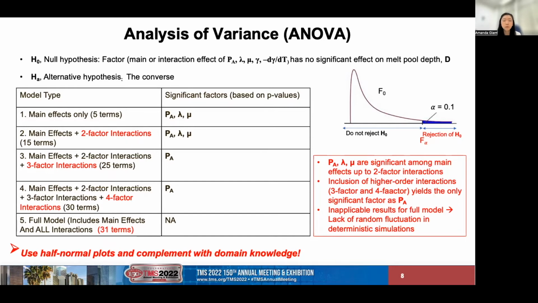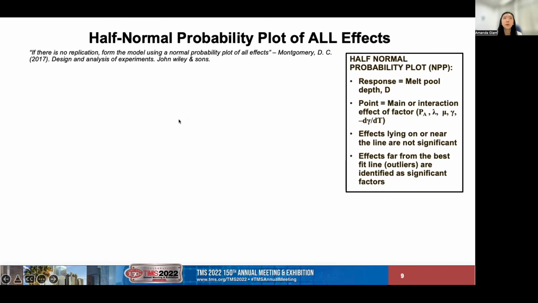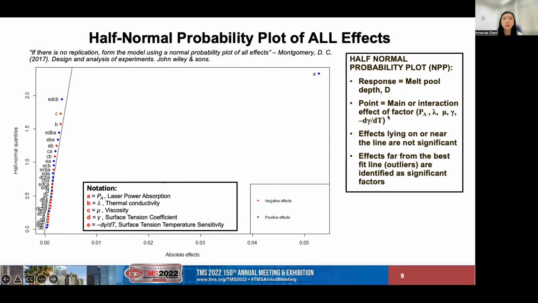And I shall not go too much into detail about this, but I will talk more about how we have tried to use further analysis tools to complement our ANOVA analysis. So next part, I will talk about how we have used half-normal plots and domain knowledge to validate our ANOVA findings. So this is a half-normal probability plot of all the effects.